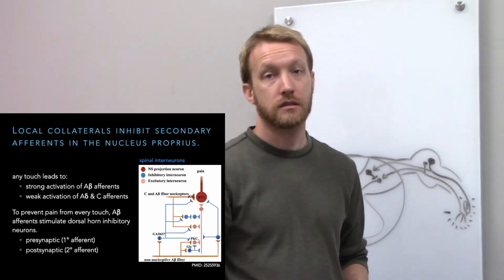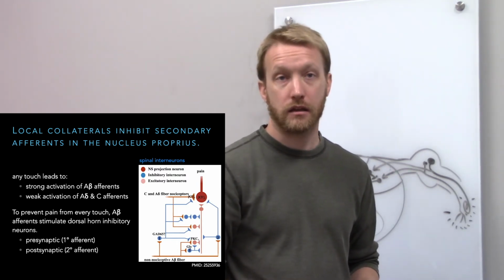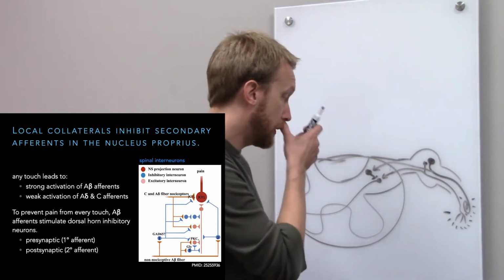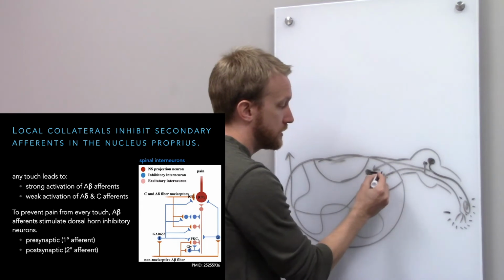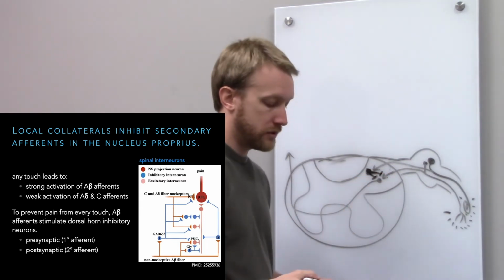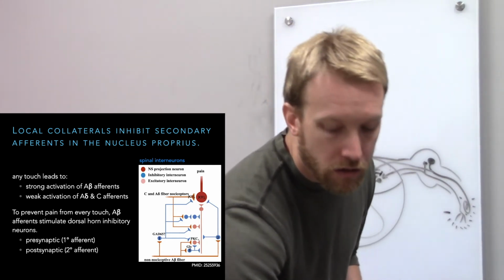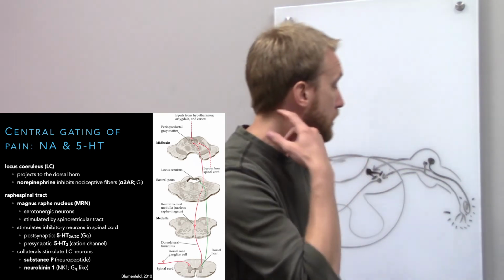That's kind of nice. This is nowhere near as nice, though, as central gating. And so, let's see, we'll inhibit in both places. Presynaptically, postsynaptically. But we can do better. We can do better than just rubbing our knee.